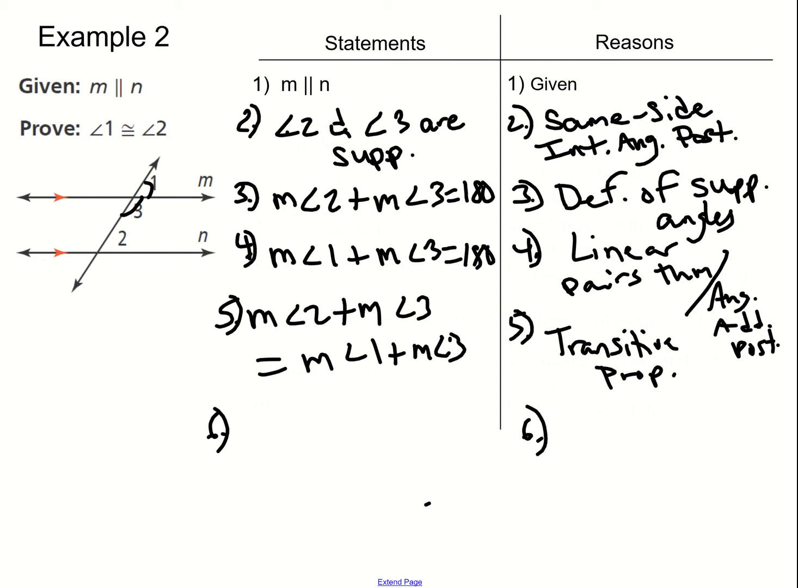And so now if we cancel out the measure of angle 3, in this case we're subtracting the measure of angle 3 on both sides, and it cancels, so that's the subtraction property. And then you'll end up getting that angle 2 is equal to angle 1. And so this is known as the subtraction property of equality.